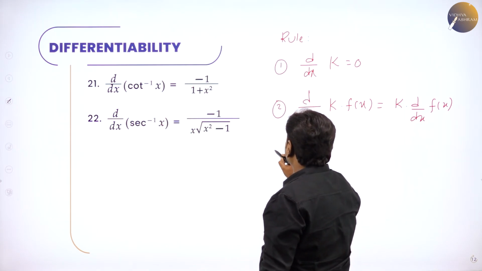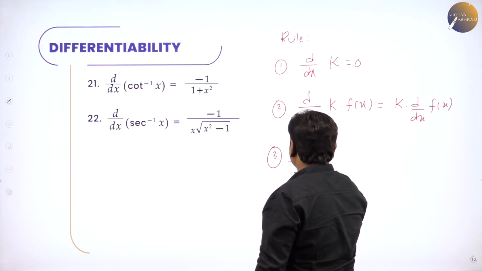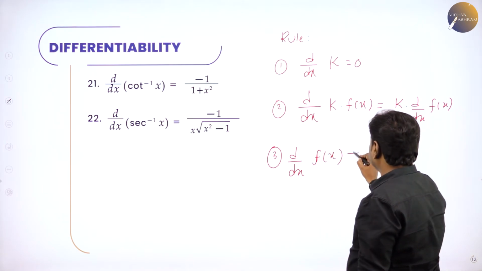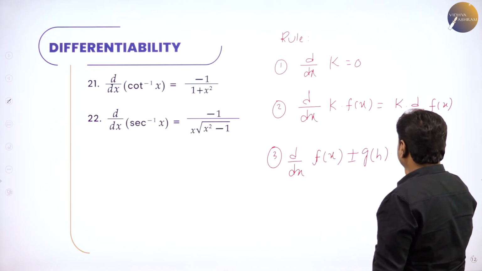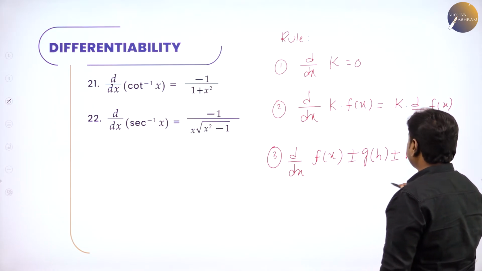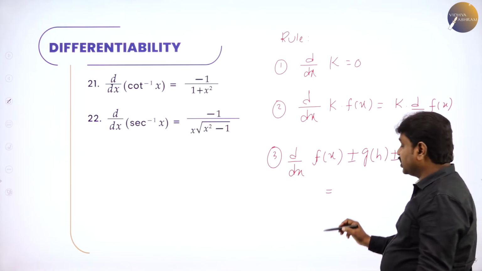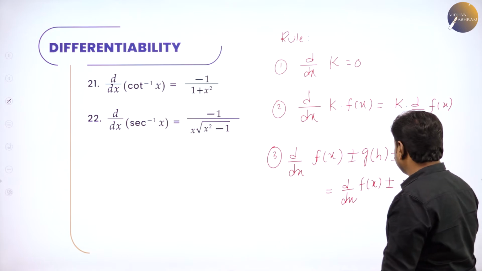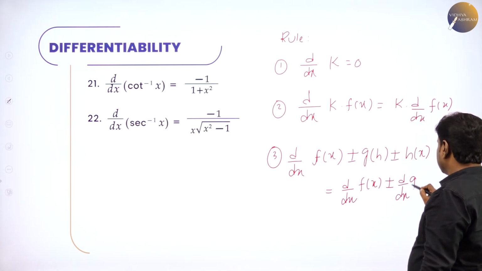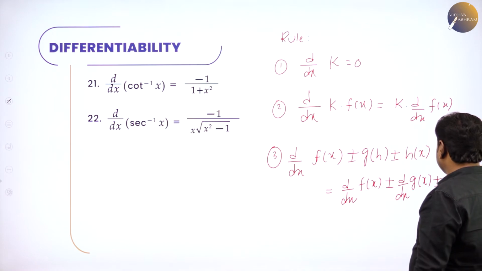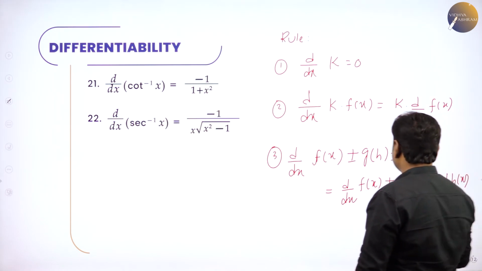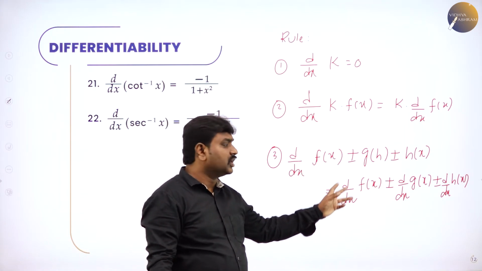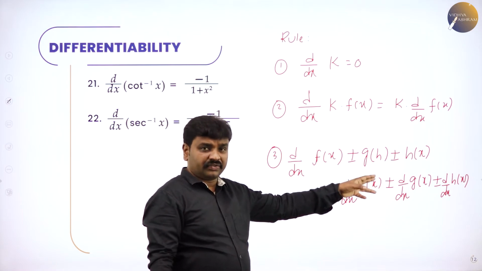And the third one is, if you have d by dx of f of x plus or minus g of x plus or minus h of x, you can apply differentiation for each function. You can apply d by dx for f of x plus or minus d by dx for g of x plus or minus d by dx for h of x. It means you can apply d by dx for f of x, g of x and h of x.